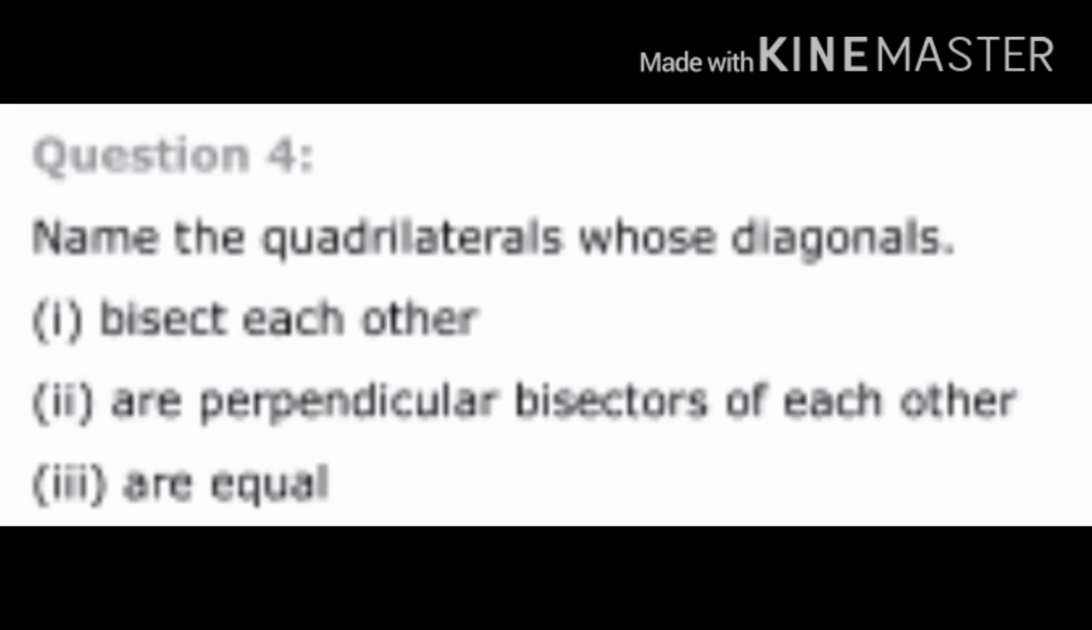Now number 3 is name the quadrilateral whose diagonals are equal. Now the answer is rectangle and square. Means in rectangle and square the diagonals are equal, not in other quadrilaterals. I think the things are very much clear to you. Question number 5 is explain why a rectangle is a convex quadrilateral. Why is it a convex quadrilateral?